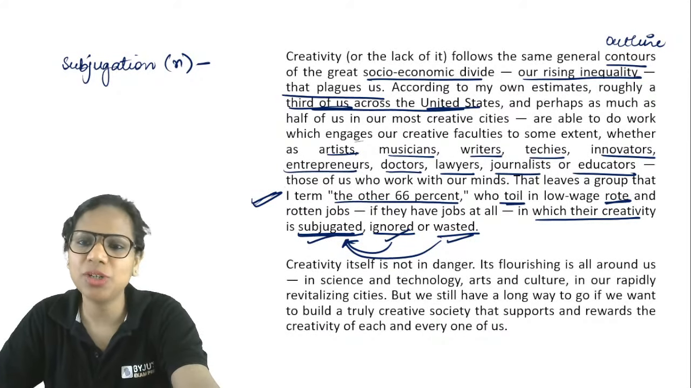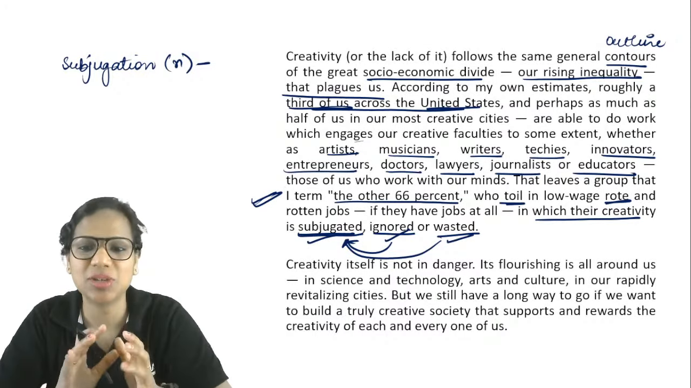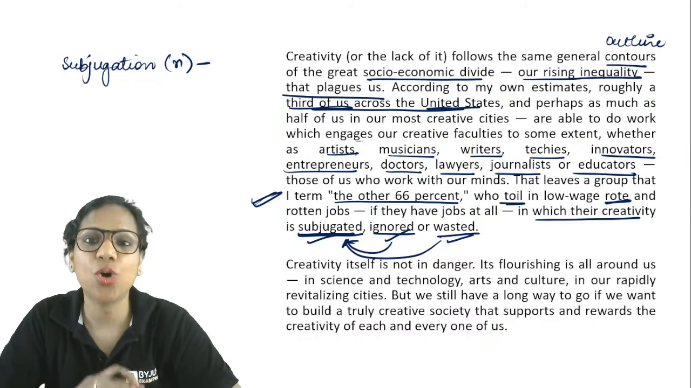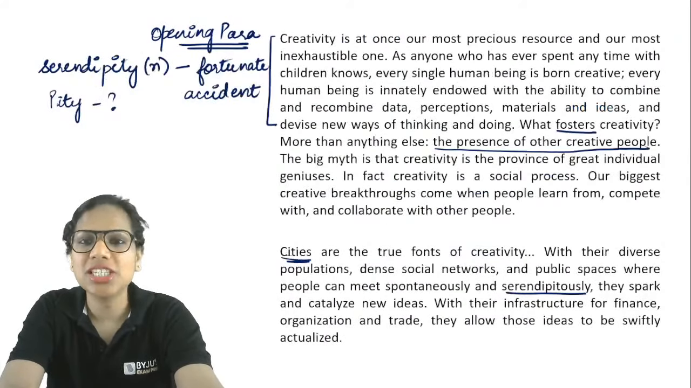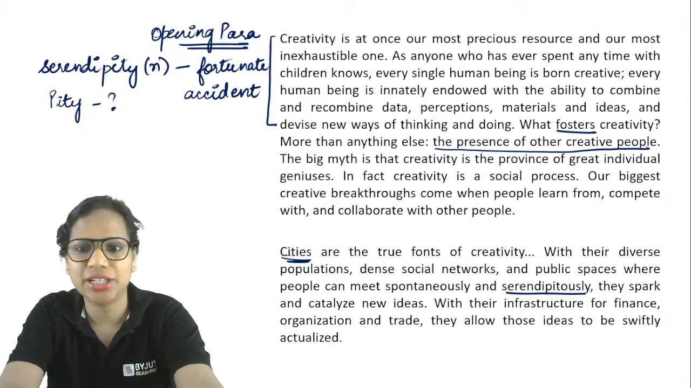Right? So, creativity by itself is flourishing, that's not in danger, but we have a long way to go if we want to build the enablers, basically a society that supports creativity and rewards the creativity of each and every one of us. So this was this passage. Yes, we focused on the opening paragraph. We gathered key ideas on the way.